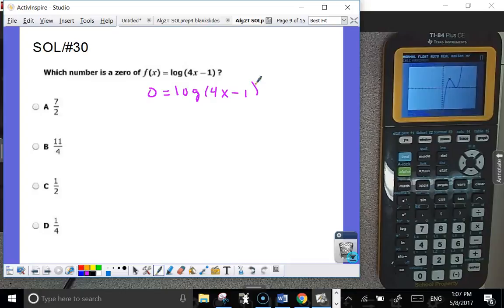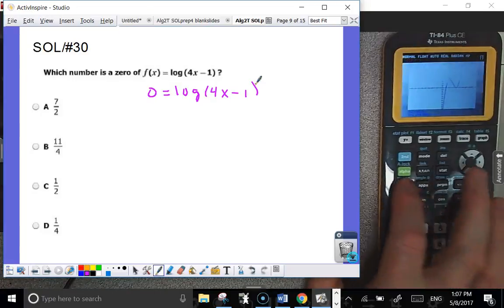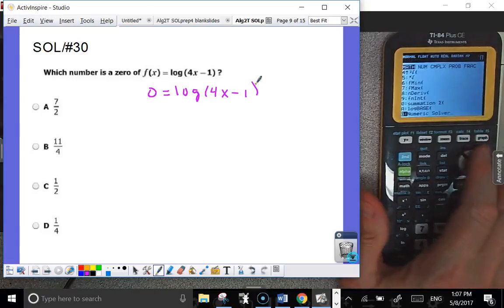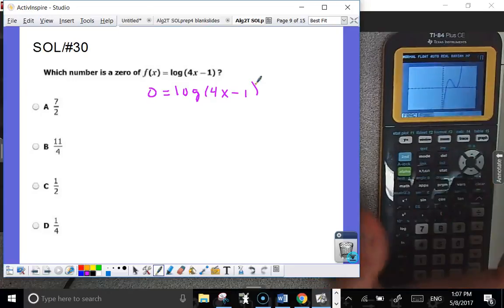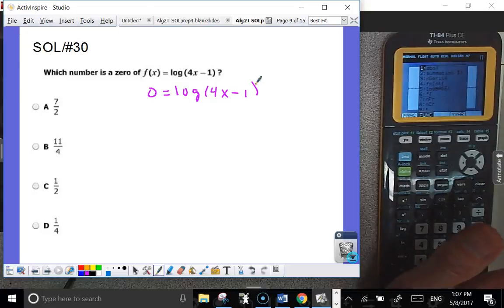The one thing to keep in mind, if they gave you that same thing and it was not a log base 10, where would you find the log of any base? So you could do that. Right, yeah, if you go to the math button, math, and scroll to the bottom, and there you see log base. Also, you could do alpha window, and it looks like it's number 5.